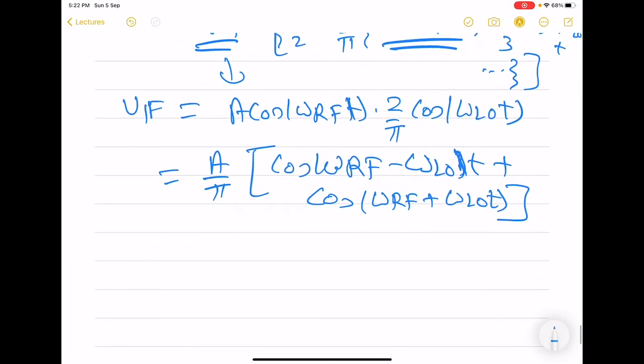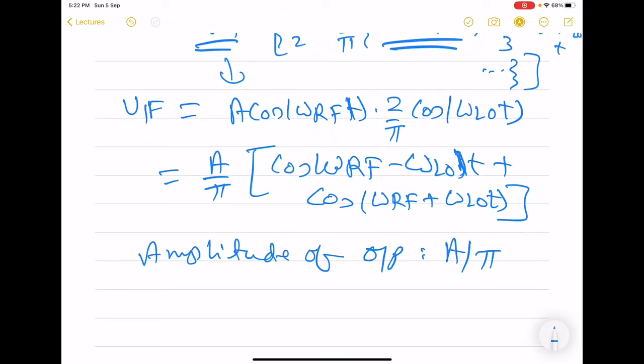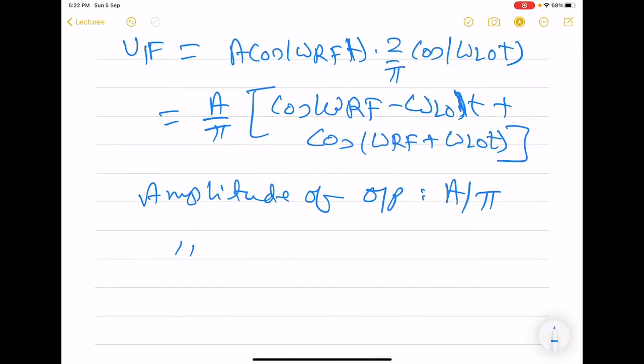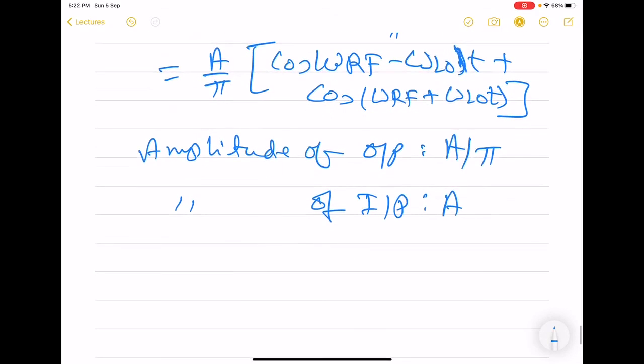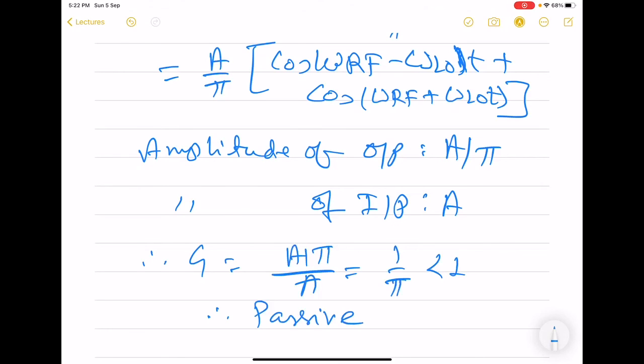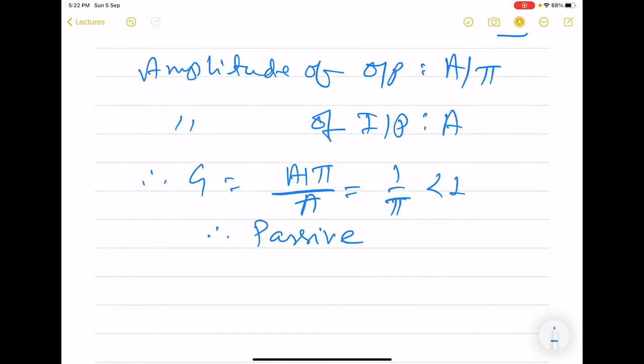So here we see that the amplitude of output is A by pi, and the amplitude of input was A. So therefore the conversion gain GC is A by pi by A, that means 1 by pi, and this is less than 1, that is why this is passive. So this is passive mixer.